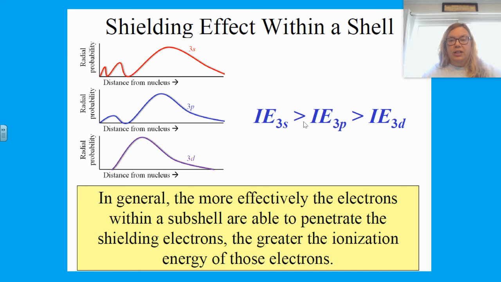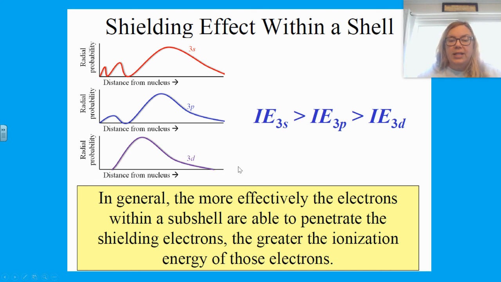Finally, we look at shielding effect within a shell, and you see these graphs. You don't have to go all out trying to figure out how this works and everything. You just need to see that as the distance from the nucleus increases, the probability of where those electrons will be changes a little bit. And so in general, the more effectively the electrons within a subshell are able to penetrate the shielding electrons, the greater the ionization energy of those electrons.